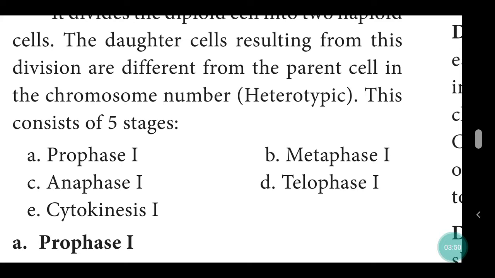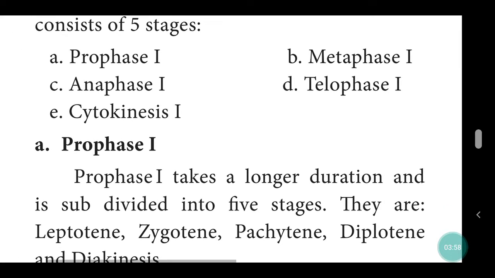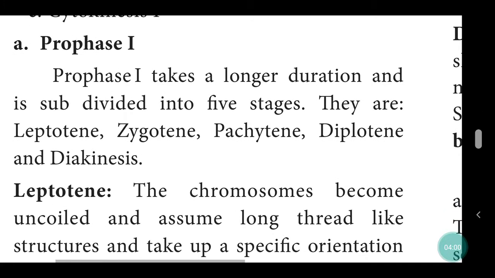Inside the cell, some changes happen in the chromosomes at these stages. Prophase 1. Prophase 1 takes a longer duration and is subdivided into 5 stages. They are leptotene, zygotene, pachytene, diplotene and diakinesis.